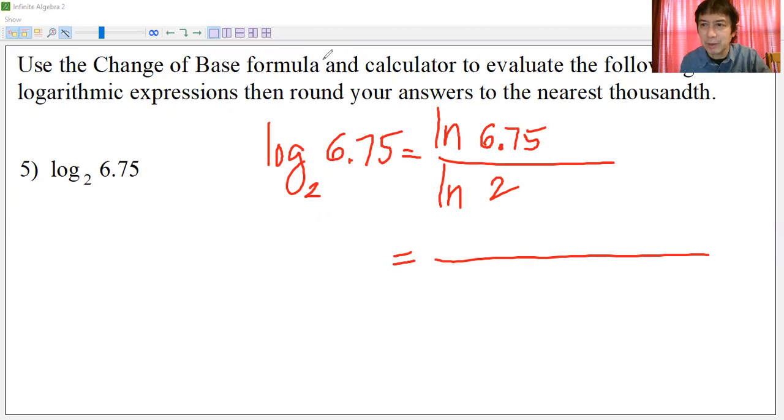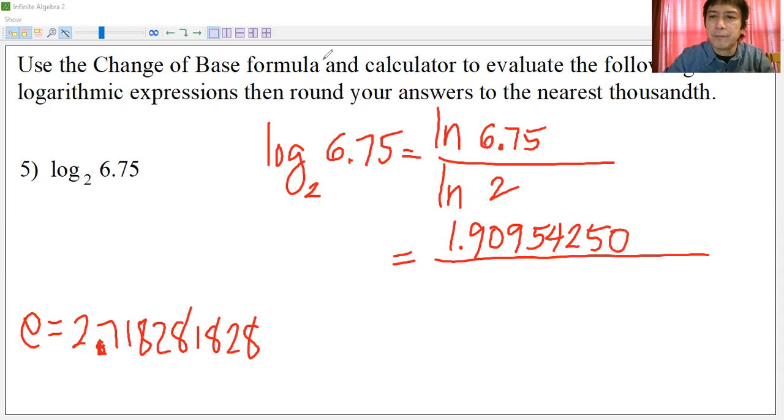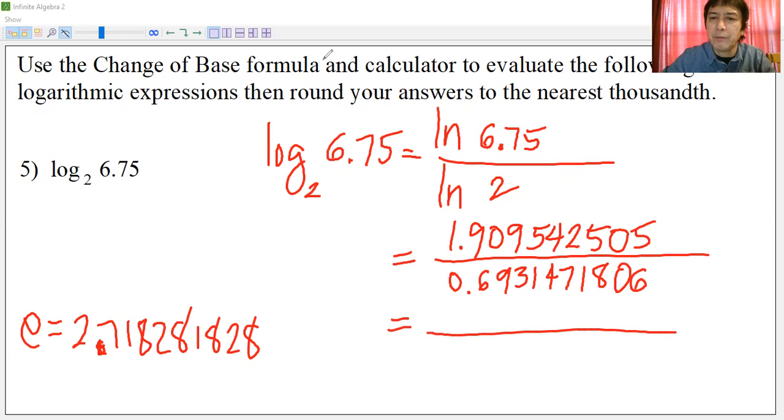That means our base is the base e. The base e is 2.7182818828. There, that's base e. Okay, that's the decimal point. All right, so we will take the natural logarithm of 6.75. This is 1.909542505. Then we have ln 2. This is 0.693147180559. So all we need to do is divide, and we will have the answer.